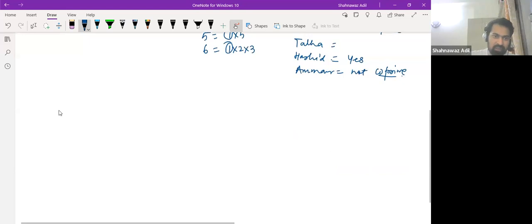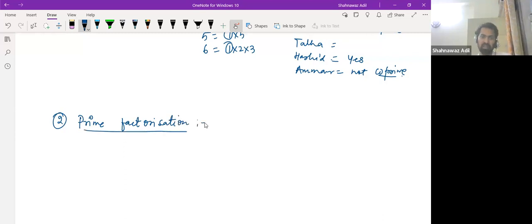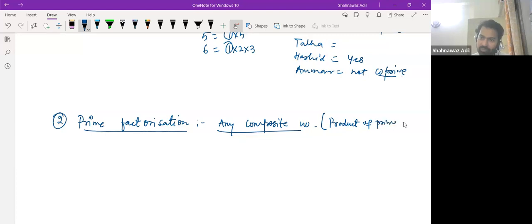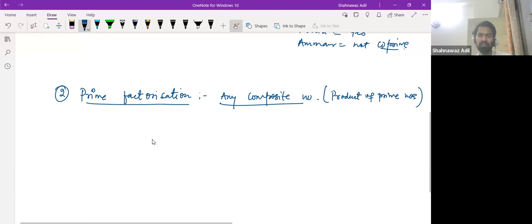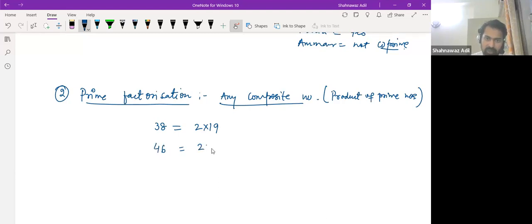Second thing was the prime factorization, right? In prime factorization, we can write any composite number. So what was the composite number? Composite number was the product of prime numbers, right? So we can write any composite number in the form of a product of prime factors. So let's say we have 38. So the prime factorization would be 2 into 19, right? Let's say we have 40. So this would be 2 into 20. So these are the prime factorizations of 38 and 40.